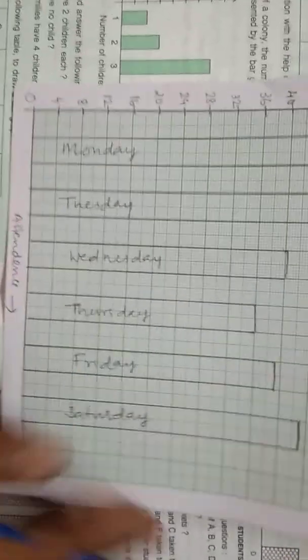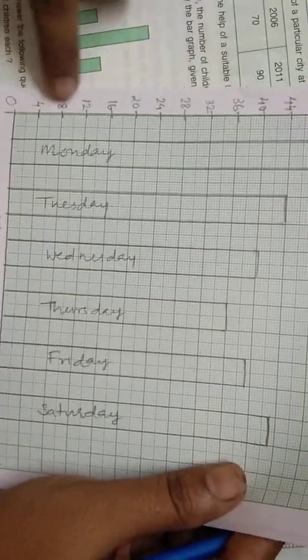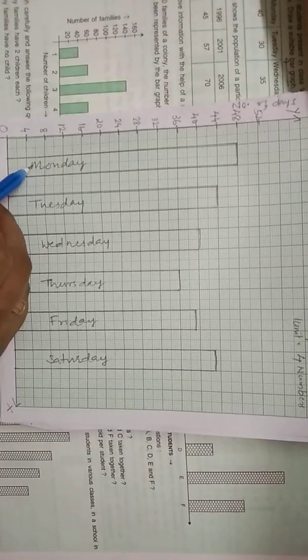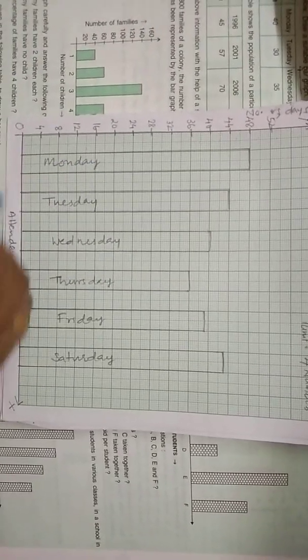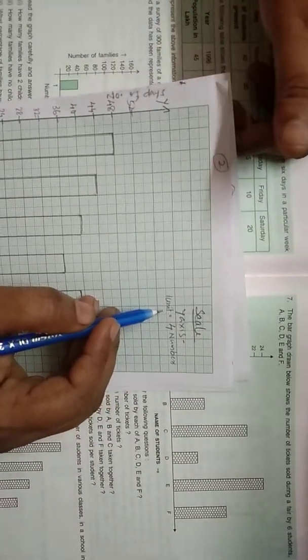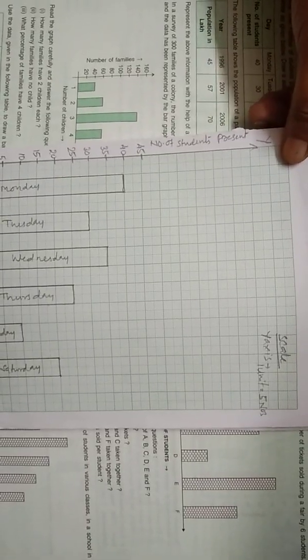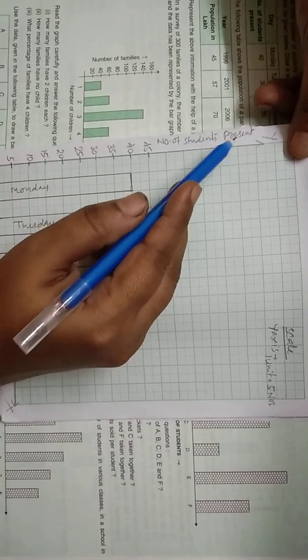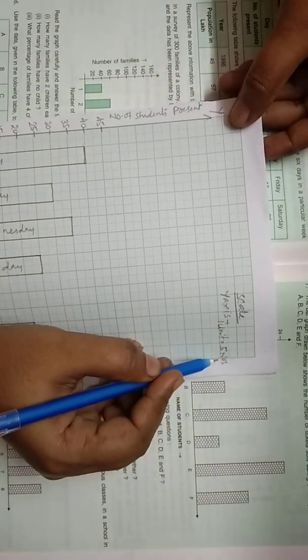I have prepared the bar. Look at here. The number of students I have represented over here, that is the attendance, the number of students present. Marking the number of days is here. There is no space for writing "days" over here, so I have written Monday, Tuesday inside it. The y-axis represents the number of students present, and the days we have marked over here. The y-axis equals 1 unit has 5 students.